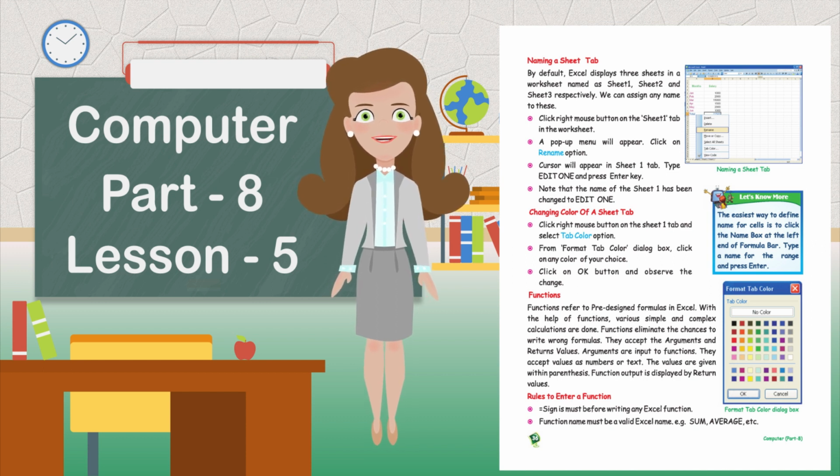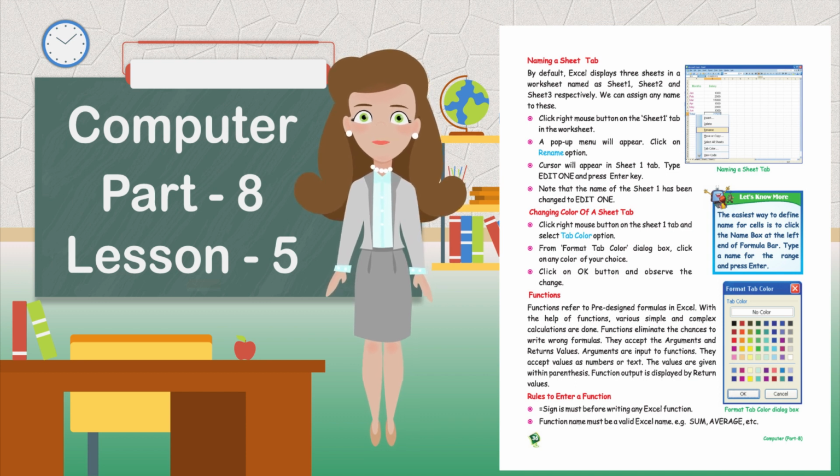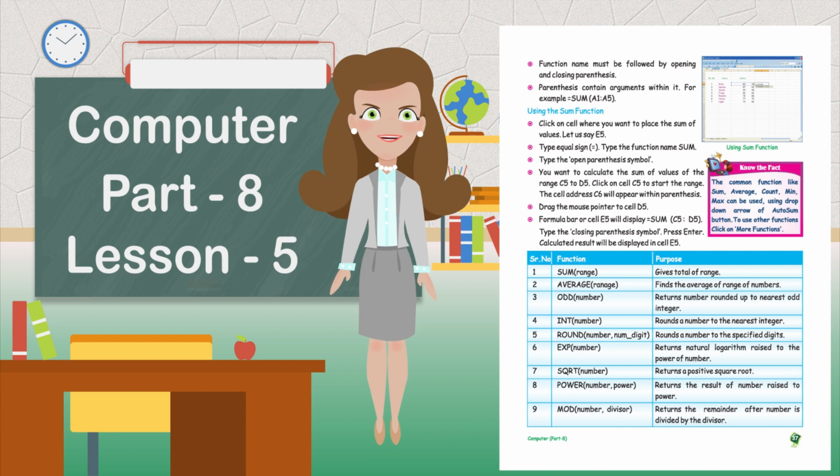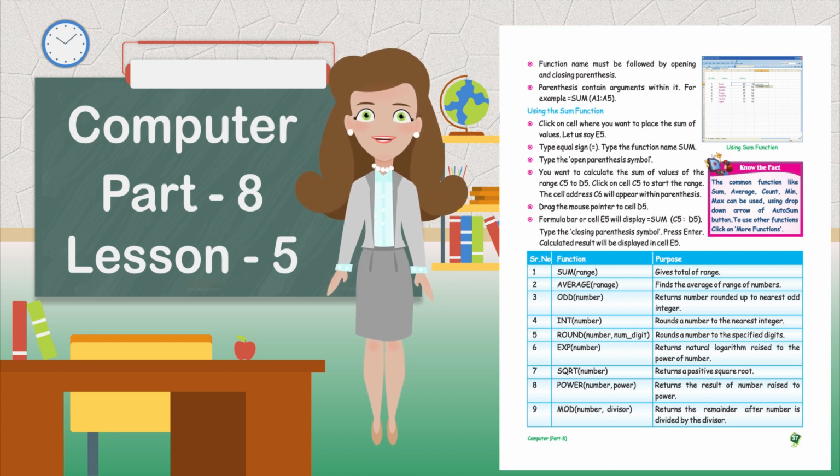Rules to enter a function. Equal to sign is a must before writing any Excel function. Function name must be a valid Excel name, for example, SUM, AVERAGE, etc. Function name must be followed by opening and closing parentheses. Parentheses contain arguments within them. For example, =SUM(A1:A5).